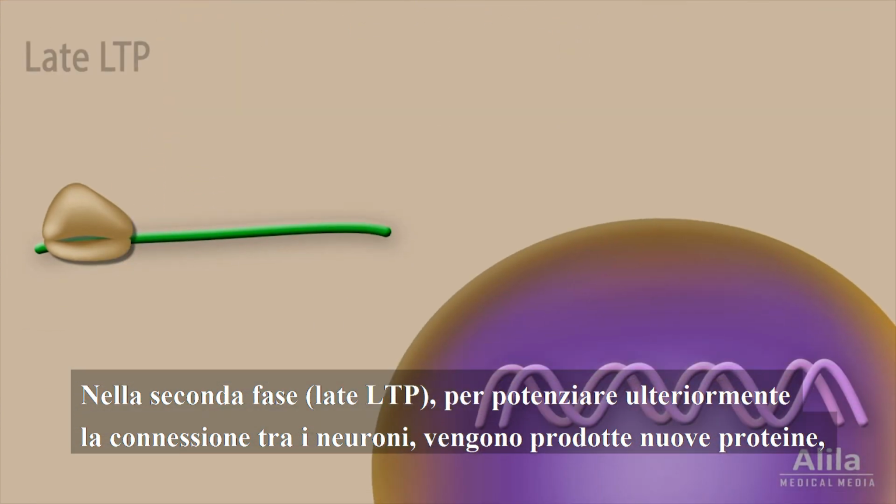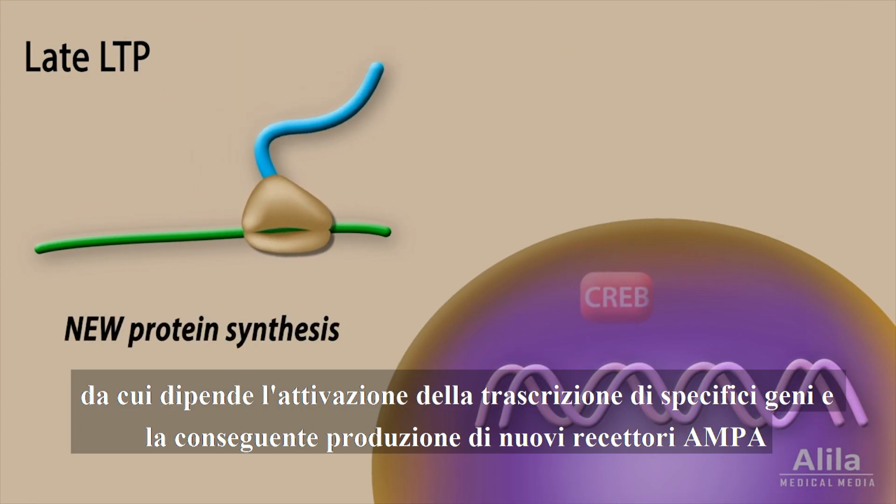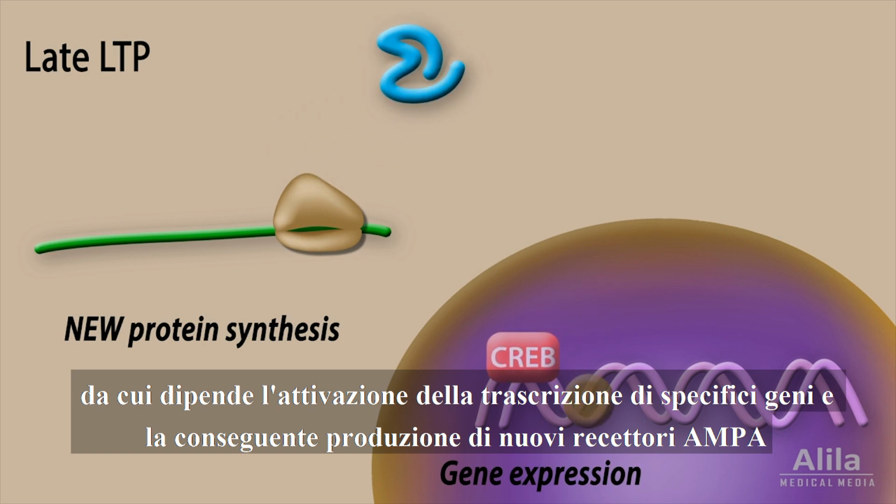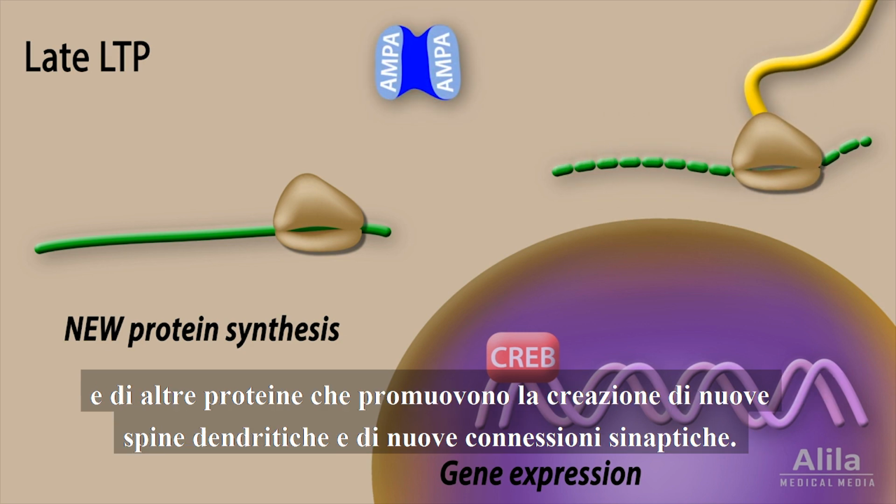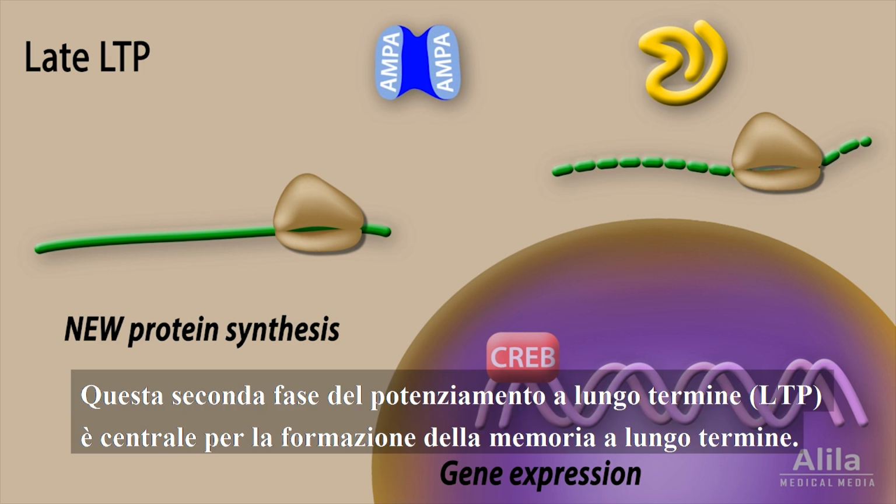In the late phase, new proteins are made and gene expression is activated to further enhance the connection between the two neurons. These include newly synthesized AMPA receptors and expression of other proteins that are involved in the growth of new dendritic spines and synaptic connections. The late phase may correlate with formation of long-term memory.